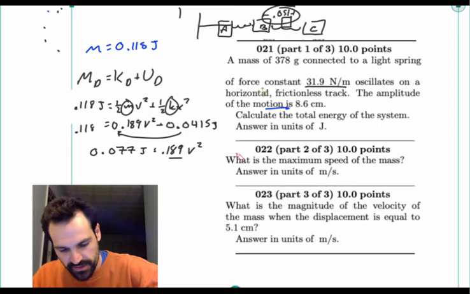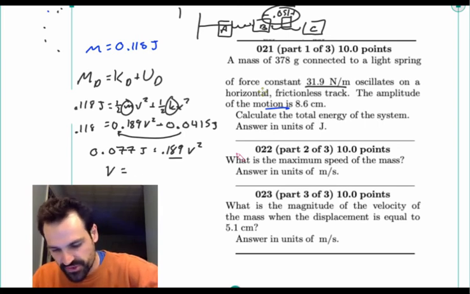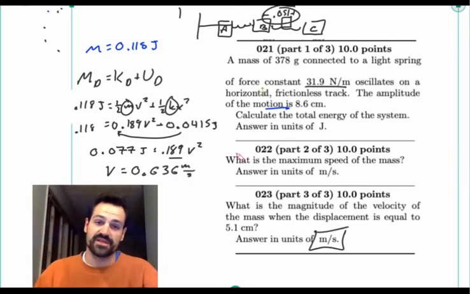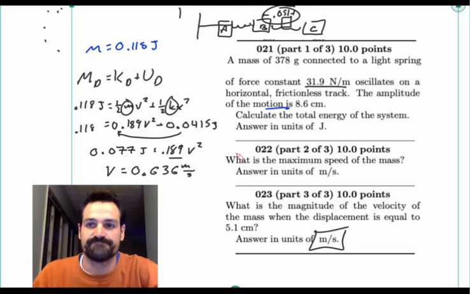And you should get a velocity equal to 0.636 meters per second. And they do want it in meters per second, so we're set on that problem. Moving right along.